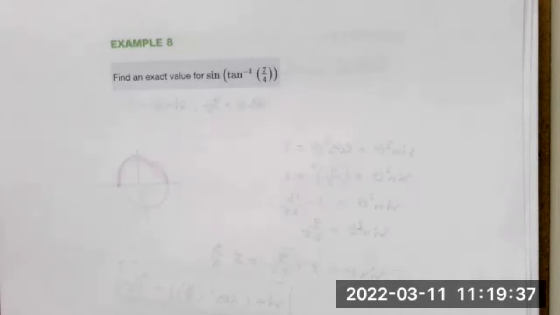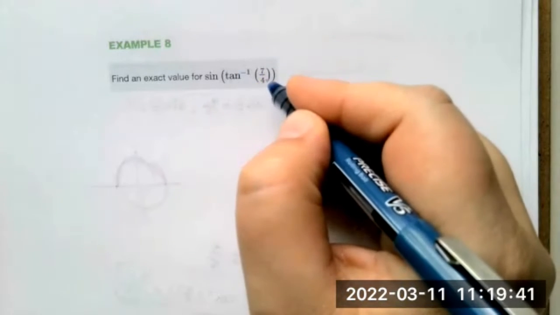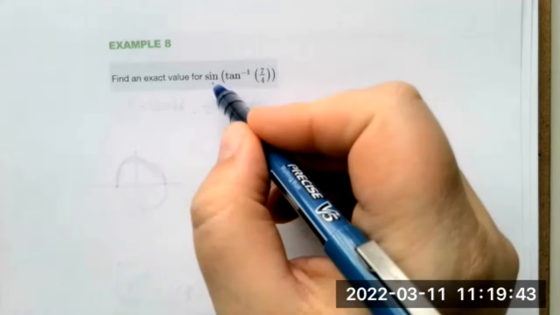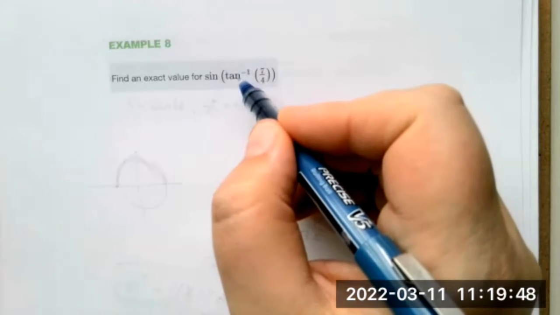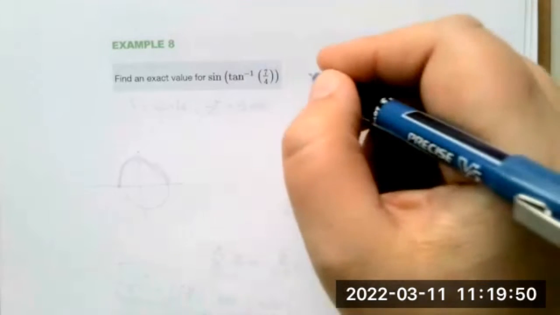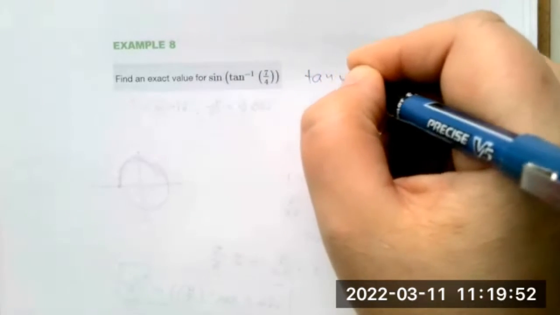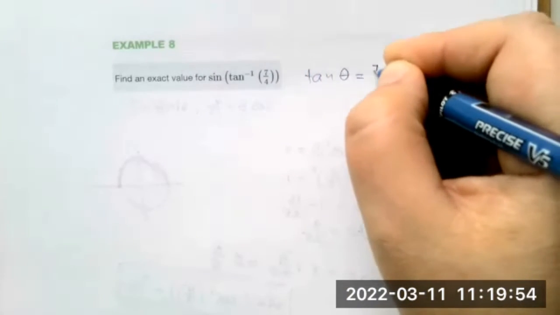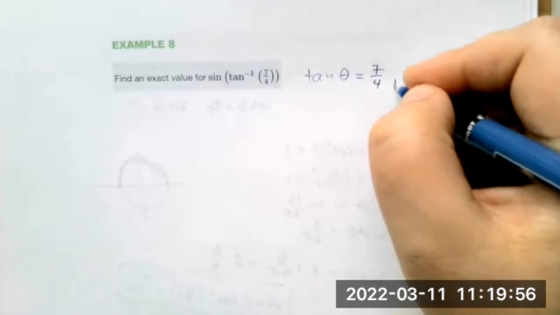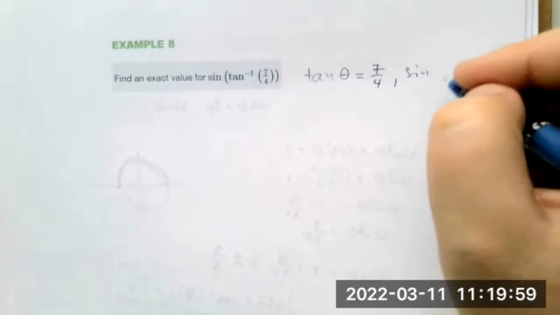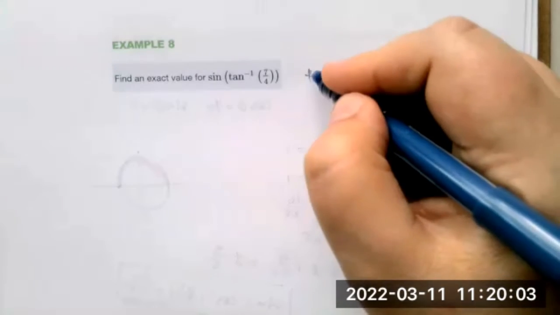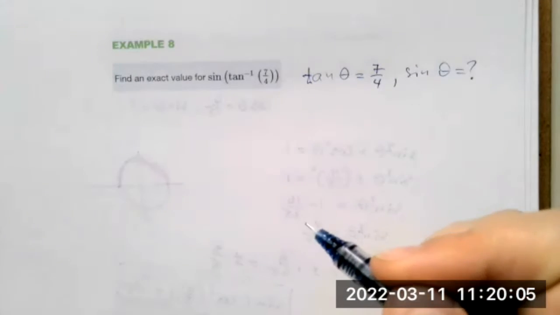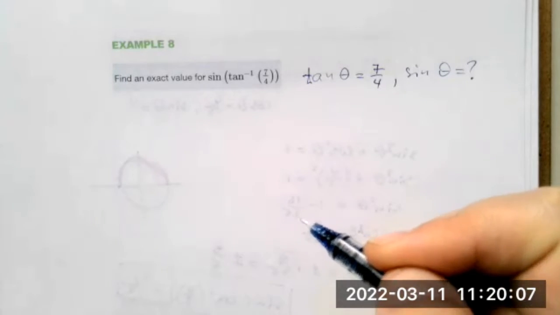Let's try one more problem like that. We have an inverse tangent inside, and we need to find the sine of that angle. Okay, so what are they telling us? They're telling us that the tangent of theta equals 7/4, and they want us to find the sine of that theta. Again, we can use our Pythagorean identity.